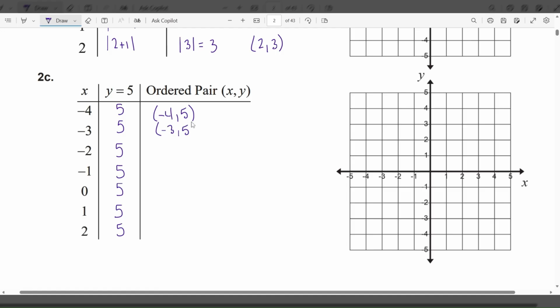Negative 3, 5. Negative 2, 5. Negative 1 and 5. 0 and 5. Positive 1 and 5. And 2 and 5. Let's plot the points. Negative 4, 5. Negative 3 and 5. Negative 2, 5. Negative 1 and 5. 0, 5. 1, 5. And 2, 5. And that gives us a horizontal line.